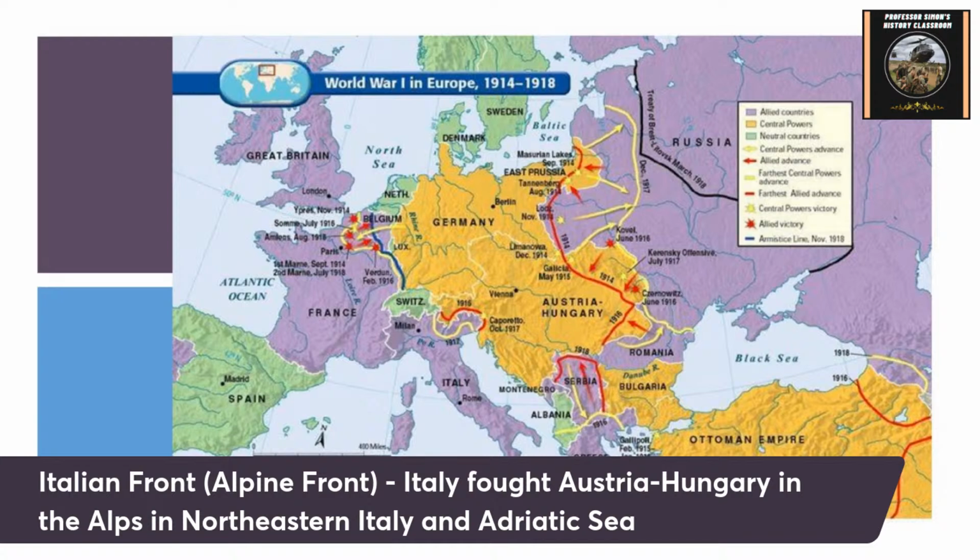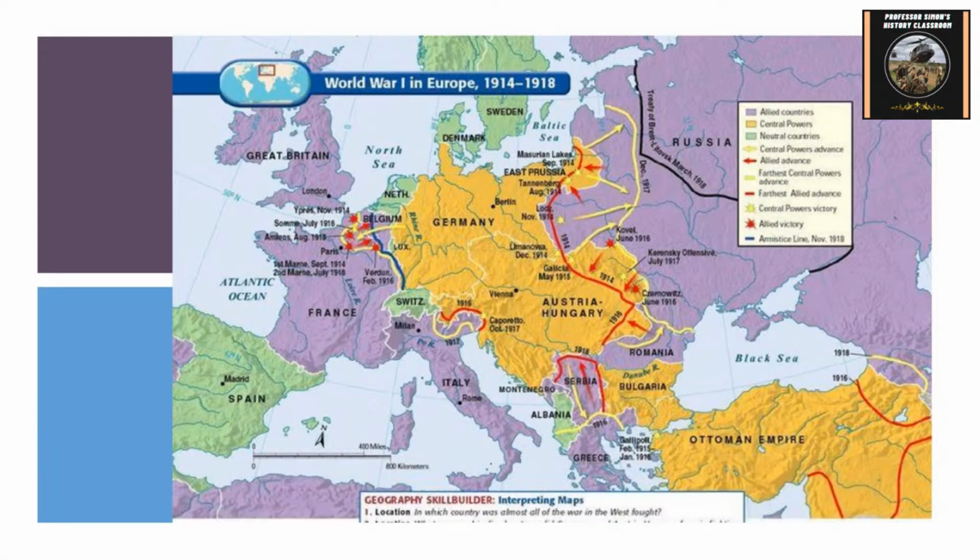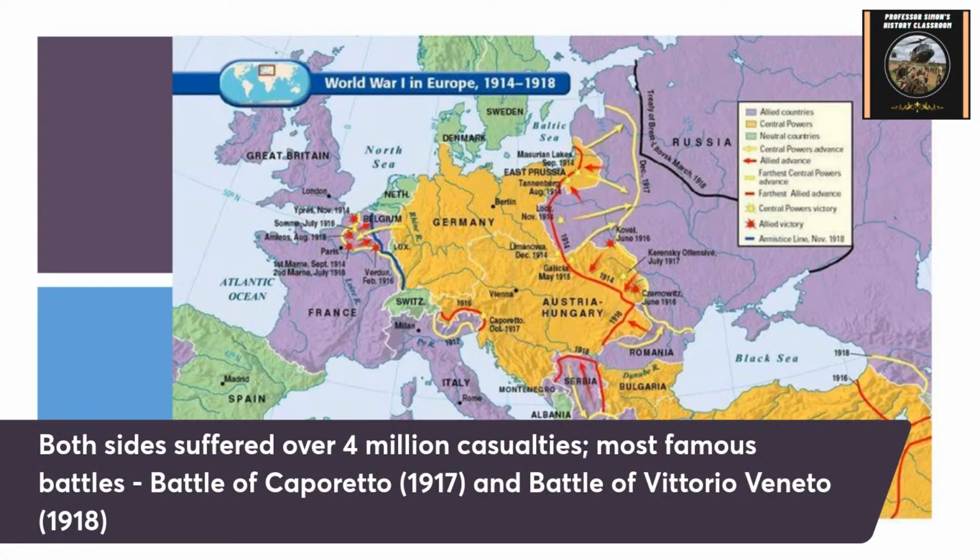In fact, Austria-Hungary had to fight multiple fronts. They fought Italy, they fought Serbia, and they were also having to fight Russia, which was part of why their empire collapsed later. And the Italians in Austria-Hungary suffered over 4 million casualties, killed and wounded, in the war. The Battle of Caporetto in 1917 was actually an Austro-Hungarian victory, but the Battle of Vittorio Veneto really was the most famous battle fought in World War I, where the Italians defeated the Austro-Hungarian forces, and that helped to force them to capitulate at the end of the war.